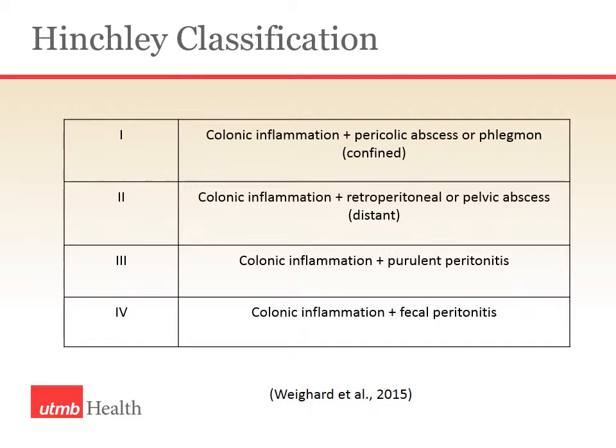The Hinchey classification was made to determine how severe the diverticulitis case is. So stage 1, there's inflammation in the colon and there might be a pericolic abscess. In stage 2, there's inflammation and a retroperitoneal or pelvic abscess. So that means that the abscess is a result of the inflammation spreading some. And stage 3 means that it's spreading even more. And stage 4, even further spreading of the inflammation.